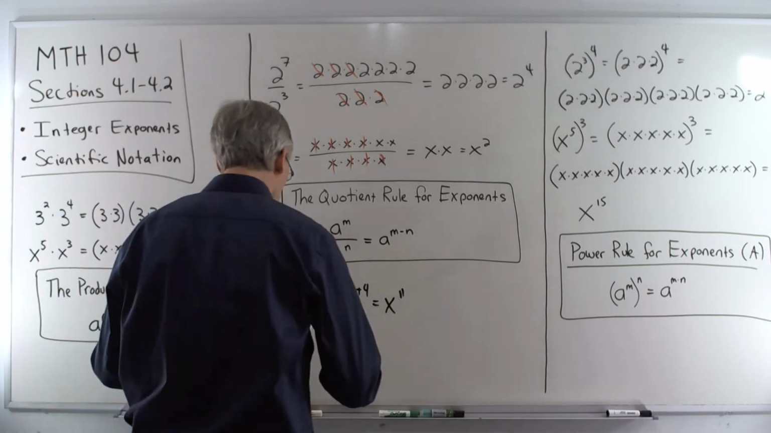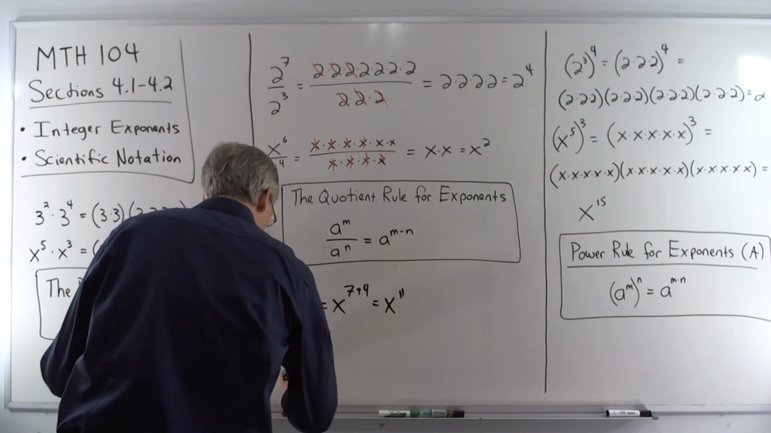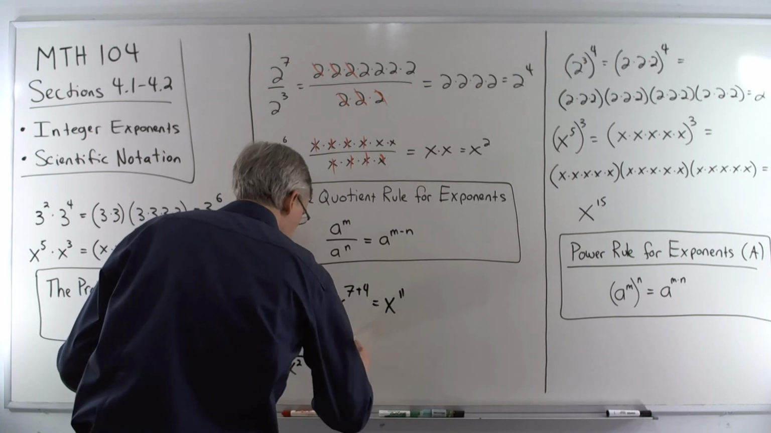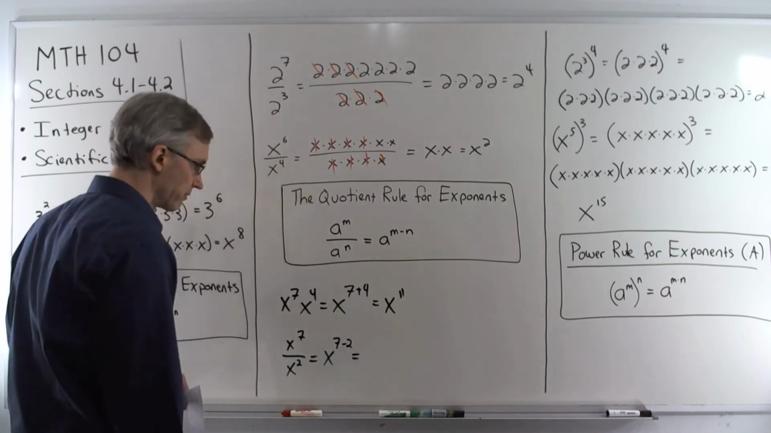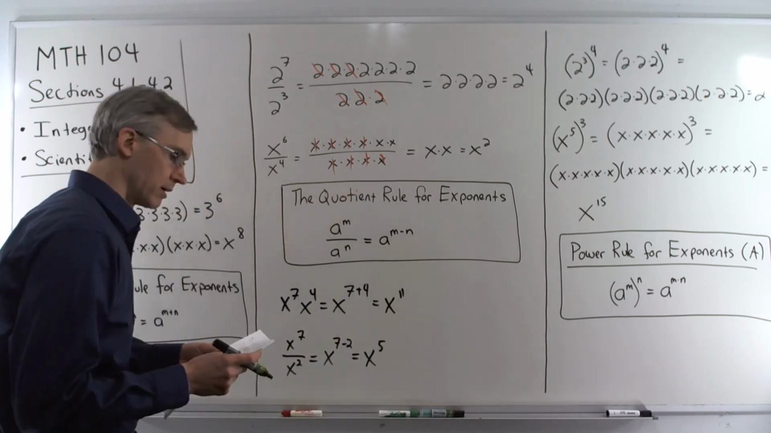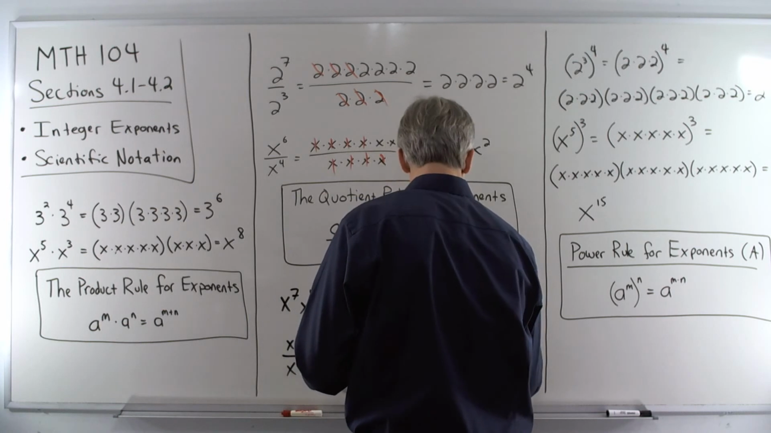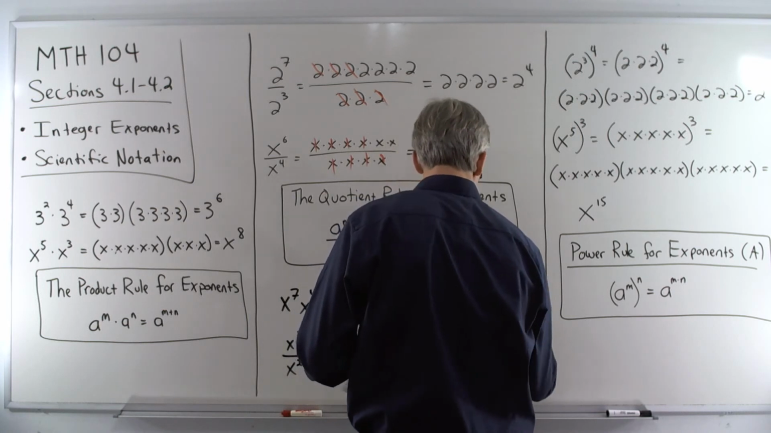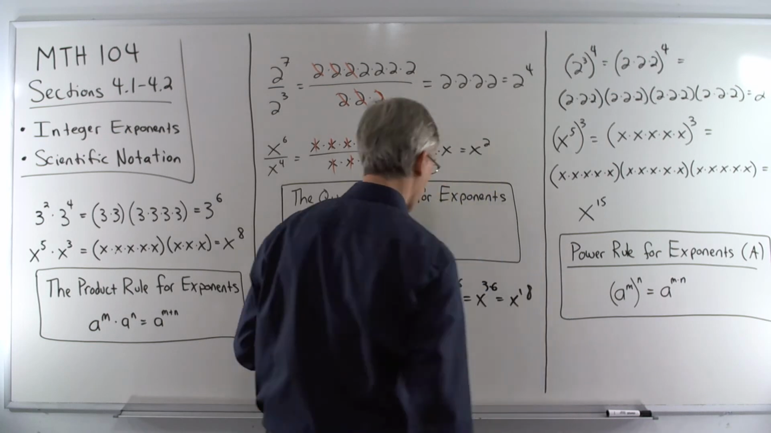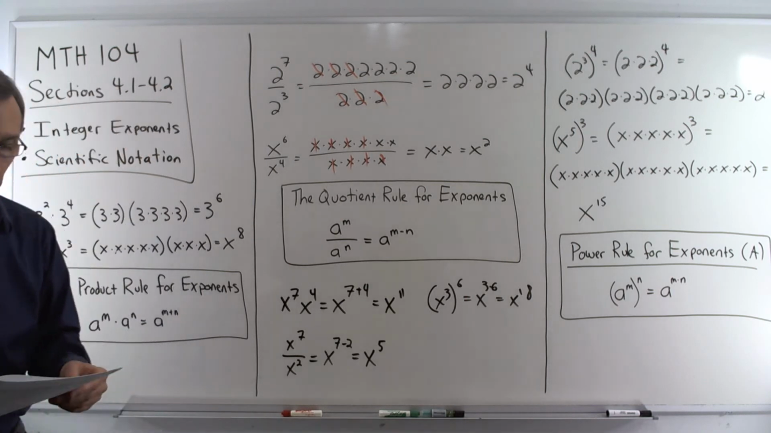Second example, x to the 7th divided by x squared. That's x to the 7 minus 2, or x to the 5th. Last one, we get x to the 3rd, to the 6th. So that's x to the 3 times 6, or x to the 18th power. Your turn, number 1.